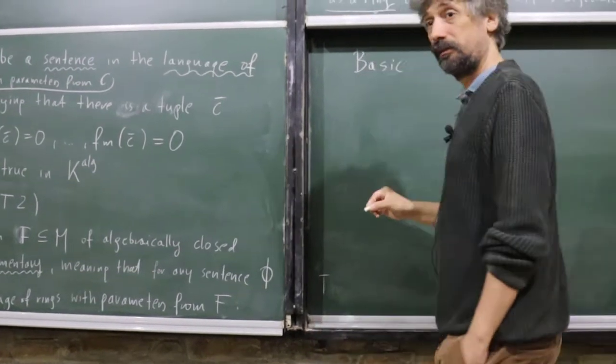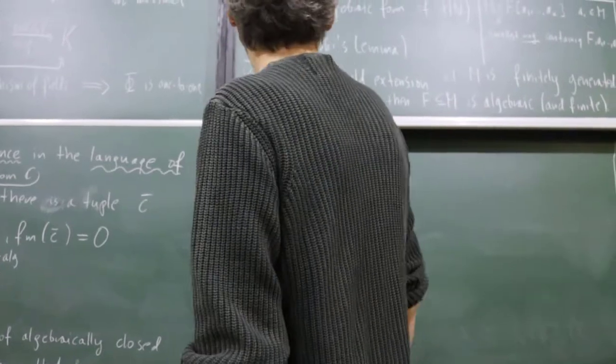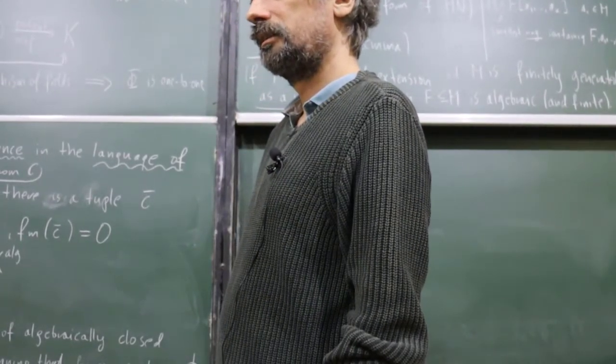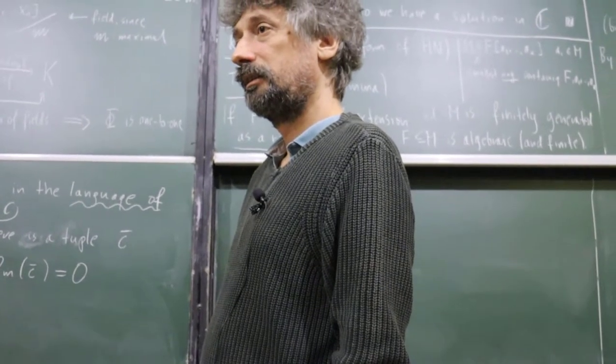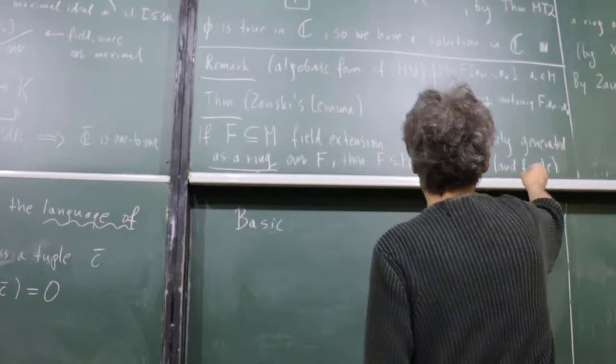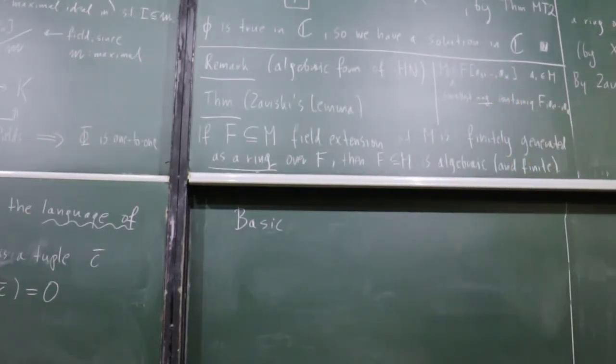Sure? We know that M is a field in Zariski's lemma, right? So can't we say M is equal to F with parentheses A1? Yes, yes, this is exactly what finitely generated as a ring means. Well, isn't that obvious? Right?